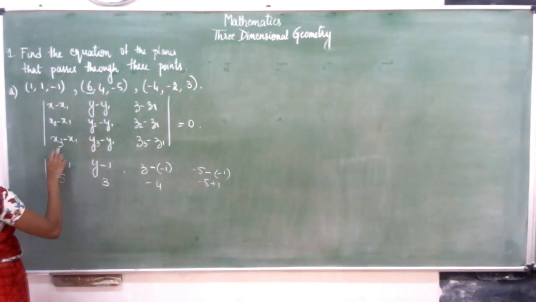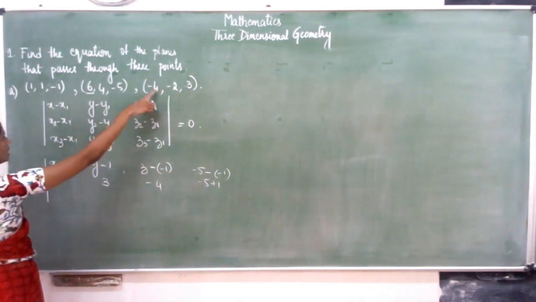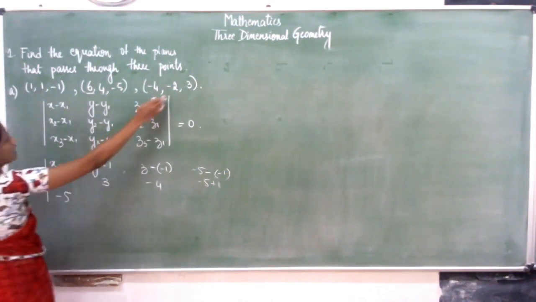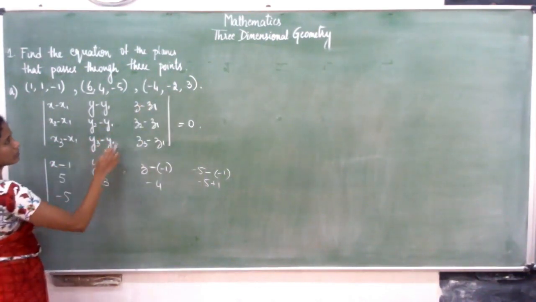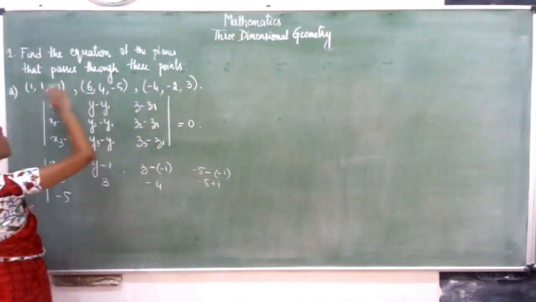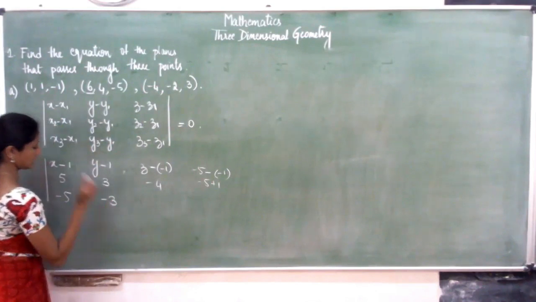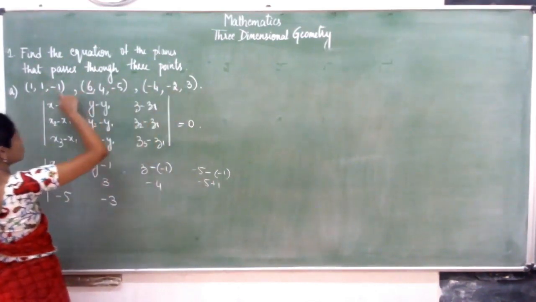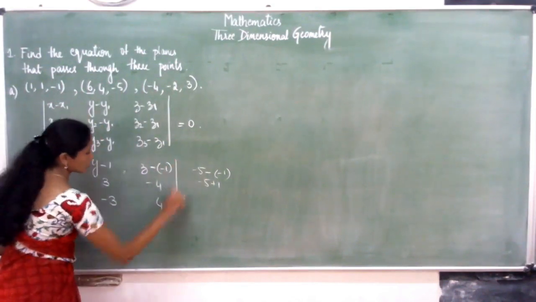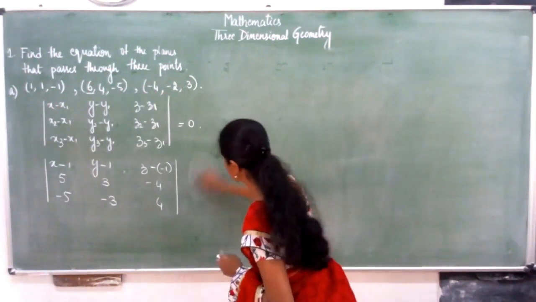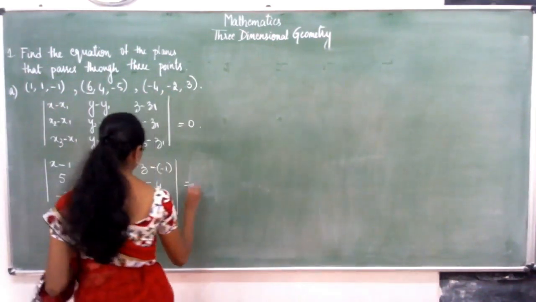Next we have x3 minus x1, so minus 4 minus 1, which is minus 5. Next, y3 minus y1. y3 is minus 2, y1 is 1. Minus 2 minus 1, minus 3. Then z3 minus z1, that is 3 minus of minus 1. So 3 plus 1, it is 4. So this is equal to 0.